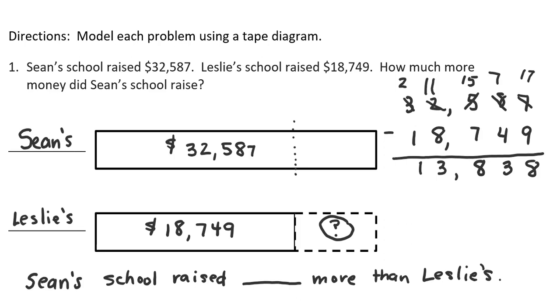That tells me that Sean's school raised $13,838 more dollars than Leslie's. And that's what's represented by that empty spot.